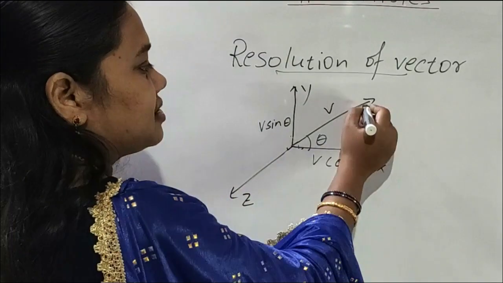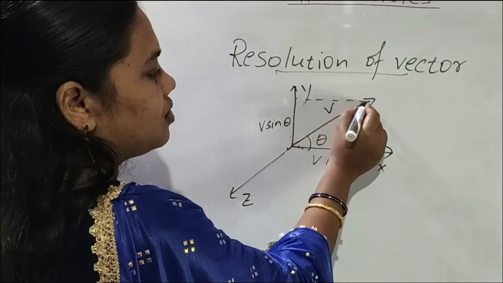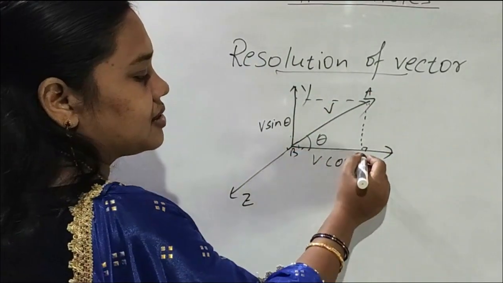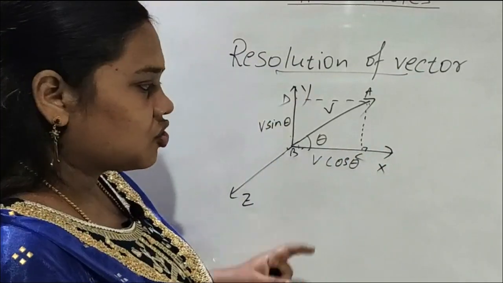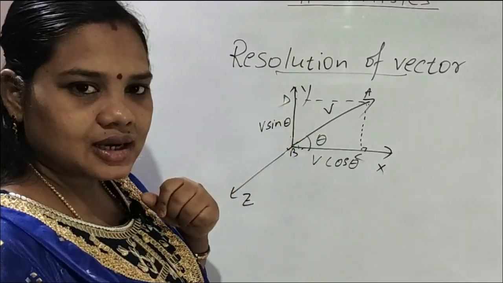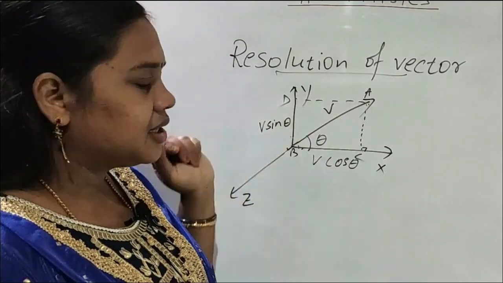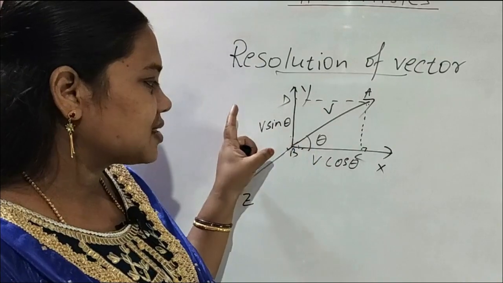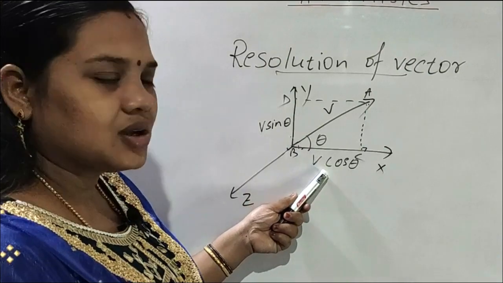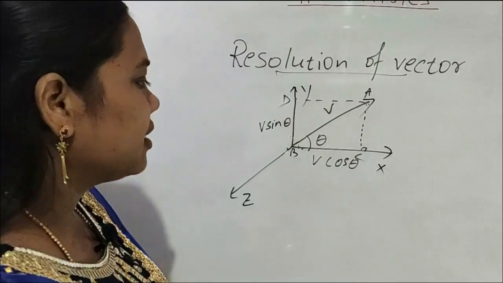Is it not, children? Suppose you draw perpendiculars on x and on y, and give names to the triangle. Then cos theta is b by h, sin theta is p by h, and like that we got the BC and BD values. So v cos theta, v sin theta. You can simply remember: on whichever side theta is there, that side will be cos, and its perpendicular will be sin. Clear children?